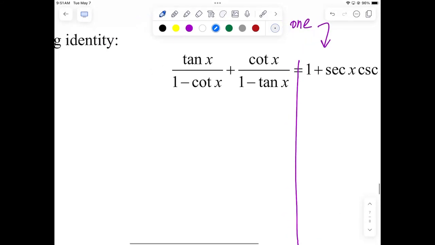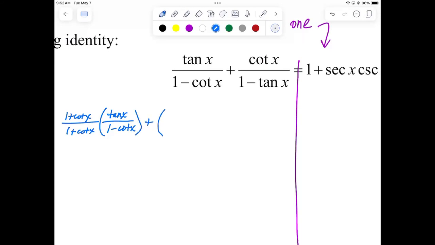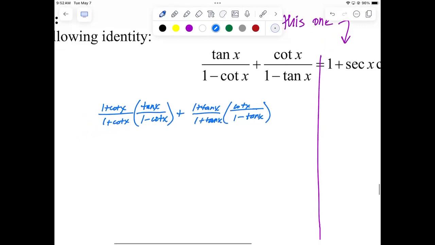I'm going to take a whole separate line here, and the conjugate of the denominator in the first is 1 plus cotangent of x over 1 plus cotangent of x. And of course, that's times tangent of x over 1 minus cotangent of x. That's what was there. Plus, the conjugate of the next one would be 1 plus tangent of x over 1 plus tangent of x times what was there, cotangent of x over 1 minus tangent of x. So that's a total legal move. Now we're going to see if that pays dividends.